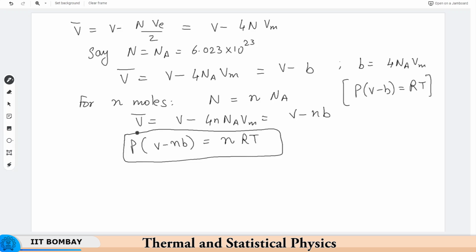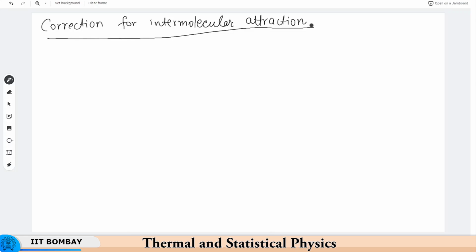So this is how the ideal gas equation gets modified when we consider finite volume of gas molecules. All right, now let us do the second thing. Now let us do the correction for intermolecular attraction. Okay, so how do we do that?